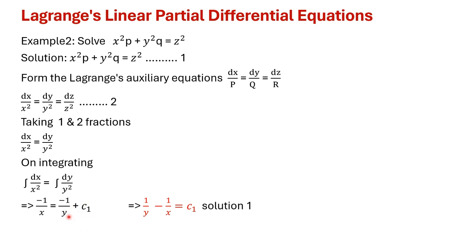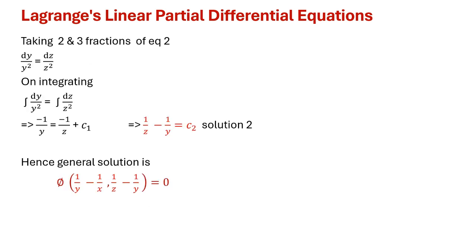So we get 1 by y minus 1 by x is equal to C1, and this we'll call solution 1. Now we'll take fractions 2 and 3. Integrating it, we get minus 1 by y is equal to minus 1 by z plus C2. This C2 is any constant. So bring this 1 by z to this side, and we get this answer. We'll call it solution 2. So the general solution will be solution 1 comma solution 2. So this is the required general solution.